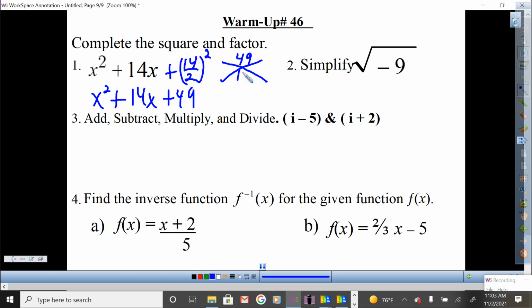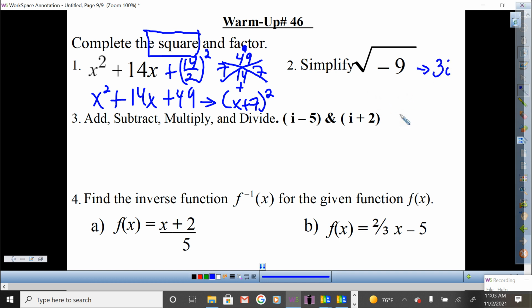We got 49, 14. What two factors of 49 add up to 14? 7 and 7. That's why we can write this as (x plus 7) squared, because it's a square. That's why it says complete the square. You're like, what?